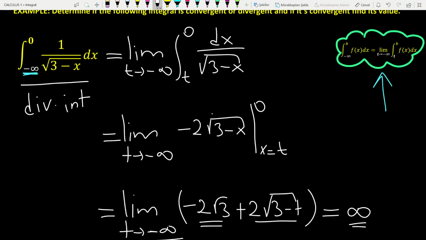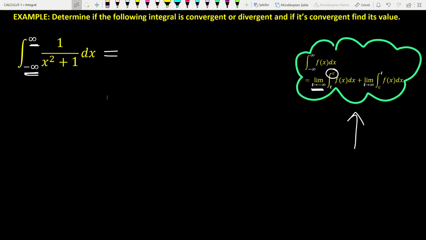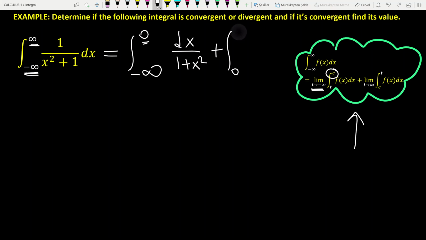Okay, this is done. And the next question, let me write this improper integral as the addition of two improper integrals. I mean the integral from minus infinity to 0. You can pick any number. I choose the number 0 here and write the integrand. This is dx over 1 plus x squared. And the second integral is from 0 to infinity, dx over 1 plus x squared.